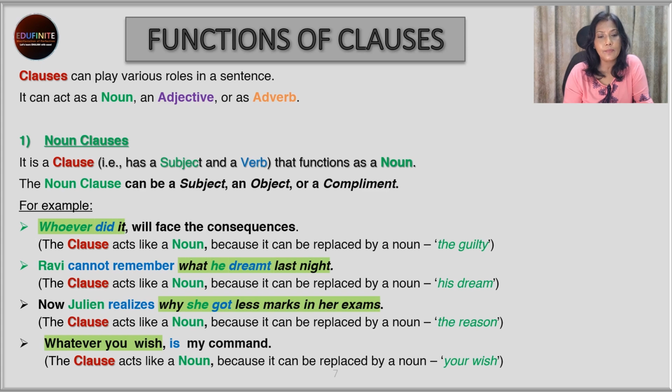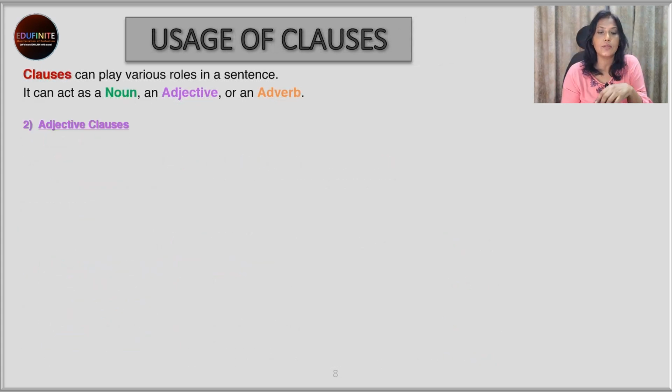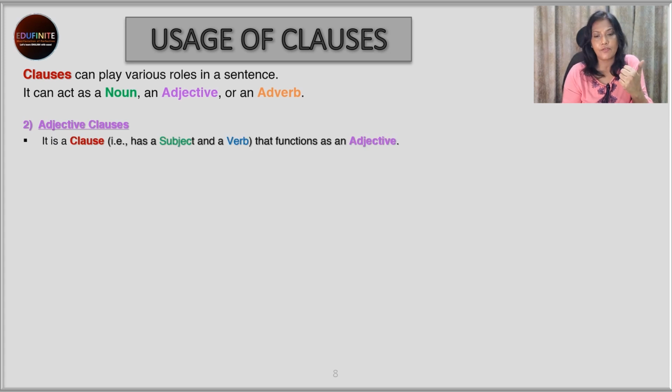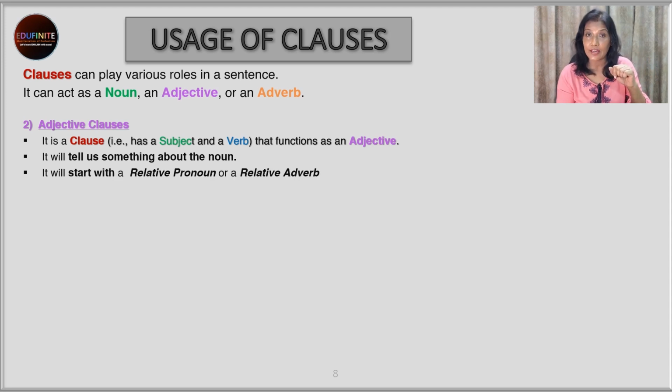Well, the next one is adjective clause. Now, what is that adjective clause? It is a clause. That means it will have a subject and a verb, and it functions as an adjective. So what does an adjective do? It will tell us something about the noun. Next, it will start with a relative pronoun or a relative adverb.